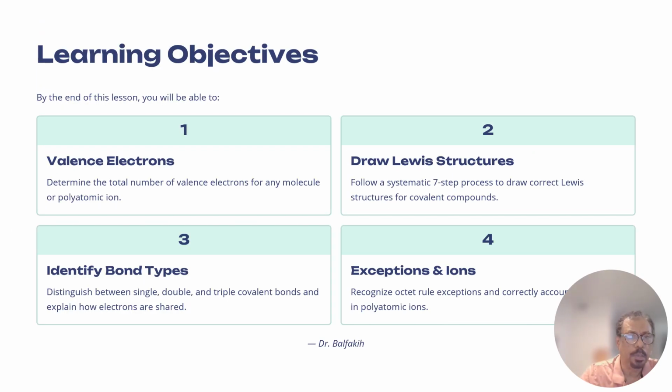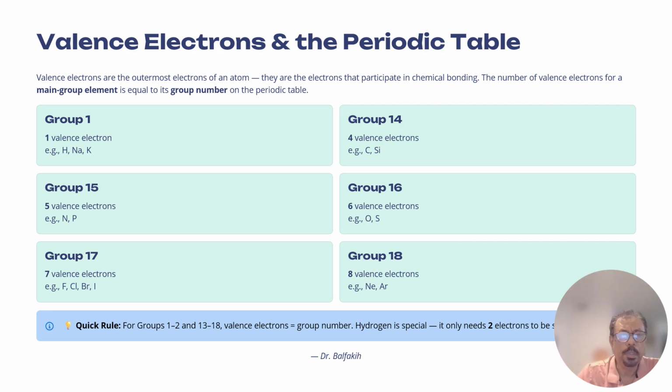Our objective in this video, we're going to talk about the valence electrons, identify the type of bonds, draw the Lewis structure, and we're going to talk also about the exceptions. So in chemistry, the valence electrons are the ones that we care about.